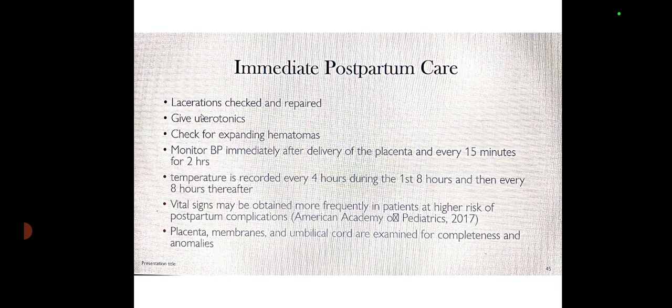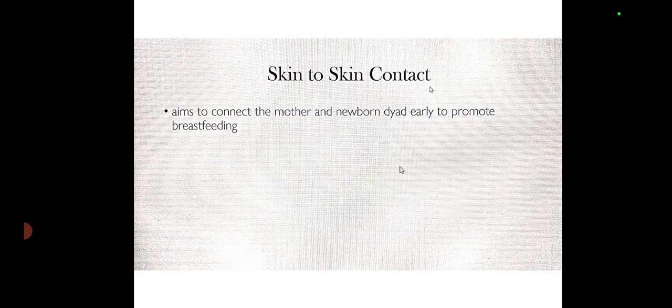Immediate postpartum care includes laceration check and repair. Give uterotonics. Check for expanding hematoma. Monitor blood pressure immediately after delivery of the placenta, every 15 minutes for 2 hours. Temperature is recorded every 4 hours during the first 8 hours and then every 8 hours thereafter. Vital signs may be obtained more frequently in patients at higher risk of postpartum complications. Placenta, membranes and umbilical cord are examined for completeness and anomalies.